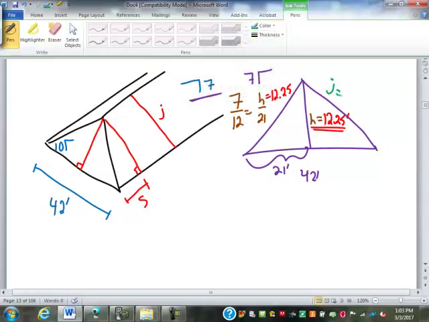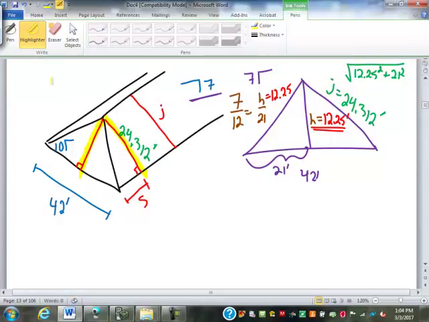How do I find J now? Square root of 12.25 squared plus 21 squared, which gives us 24.312. I'm going to leave that as a decimal for now, because I'm assuming you guys know how to change it back to feet, inches, and sixteenths. Now, I found this piece. I'm going to try to find this piece next.